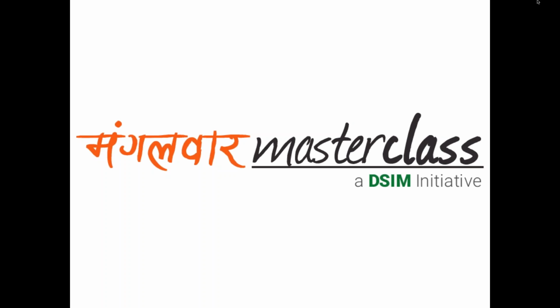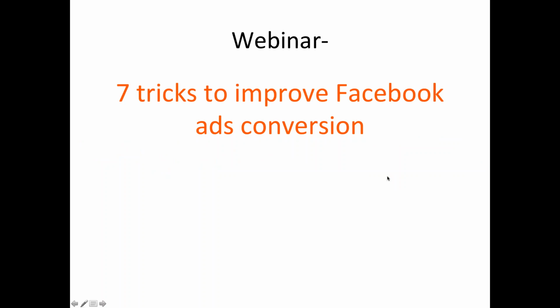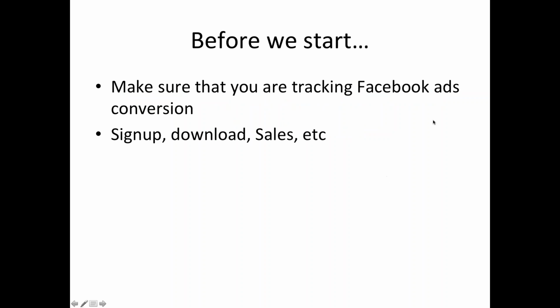So today is the first session of the Mangalwa Master Class, and the topic for today's class is 7 tricks to improve Facebook ads conversion. Whether you have been a regular advertiser on Facebook or you are yet to start Facebook advertising, this session is going to help you understand how to optimize Facebook advertisements and improve the overall performance of your campaigns. However, before we start, we need to make sure that we are tracking Facebook ads conversion.